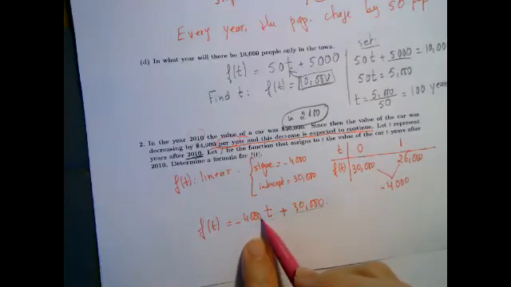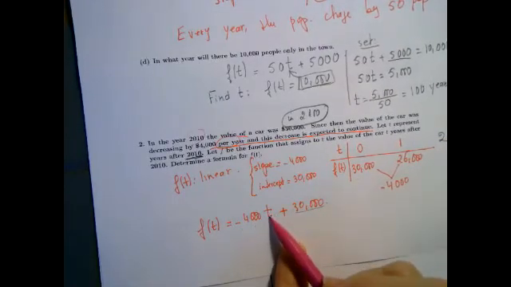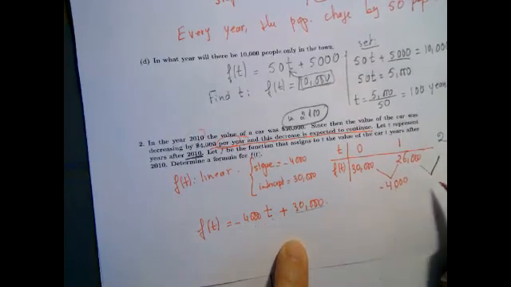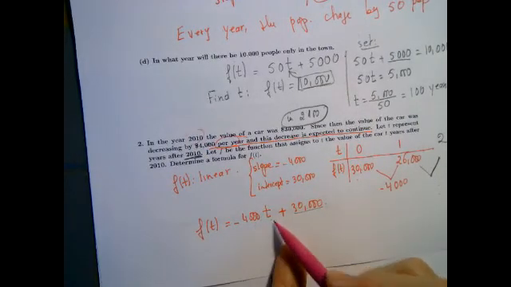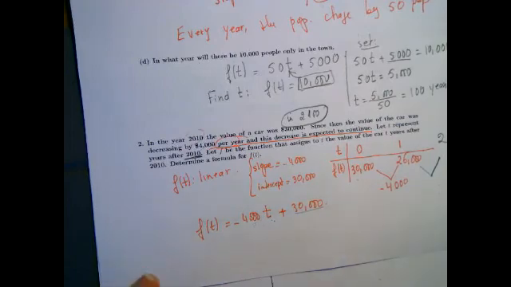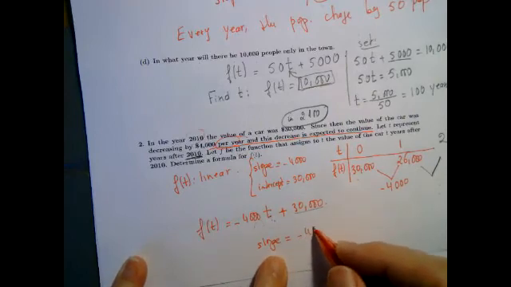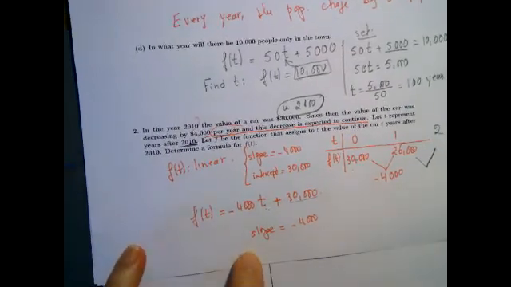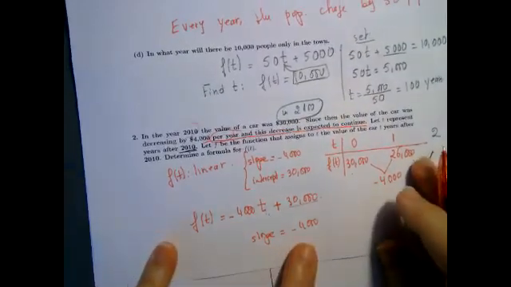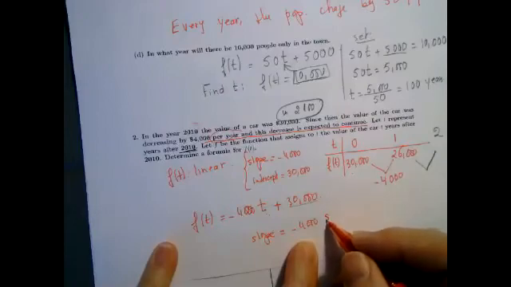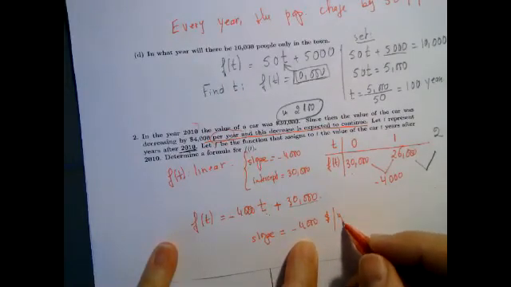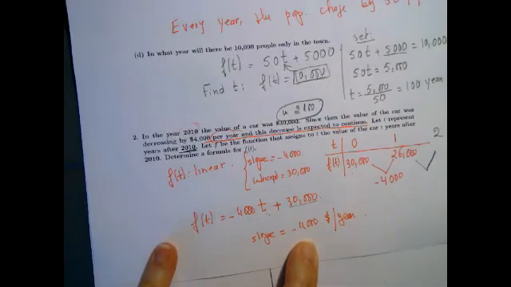It's 30,000. After 1 year, you take 4,000. After 2 years, you're taking 8,000: 4,000 the first, 4,000 the second. 3 years, you're taking 4,000 times 3, and so on and so forth. Now, my question to you is, what's the unit of the slope? That's the value of the slope. What's its unit? What does the 4,000 represent? Amount of value lost per year. So what's the unit going to be? Dollars per year. Every year, we're going down by 4,000.